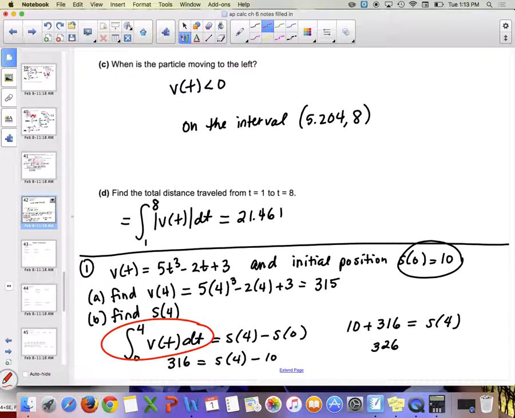Right? Because it started at 10, and if you move to the right 316 units, but you're already at 10, then you're really going to be at 326 units. Does that make sense? So you always have to think about that.